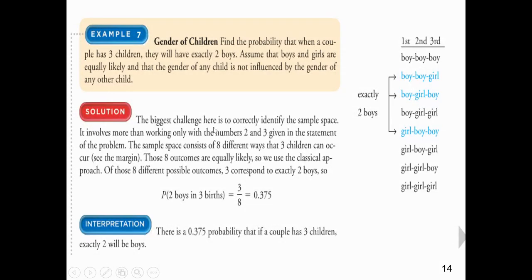Now, there are 8 different ways. So what we're asking is to find the probability that a couple who has 3 children will have exactly 2 boys. Well, the first 2 children could be boys, or maybe the first and the third. And then the last choice would be the first child is a girl, and the second and third child are boys. So favorable, there are 3 different ways that you can get exactly 2 boys out of a total of 8. That's very important. The sample space consists of 8 different outcomes, 2 times 2 times 2. And in this case, they changed 3/8 to a decimal, 0.375.